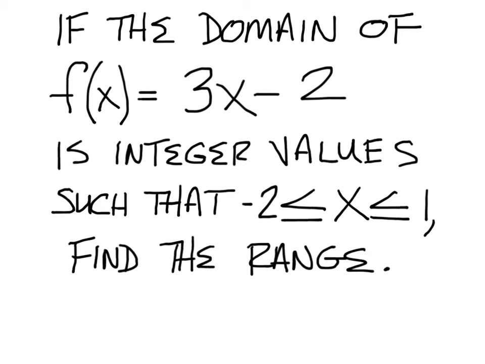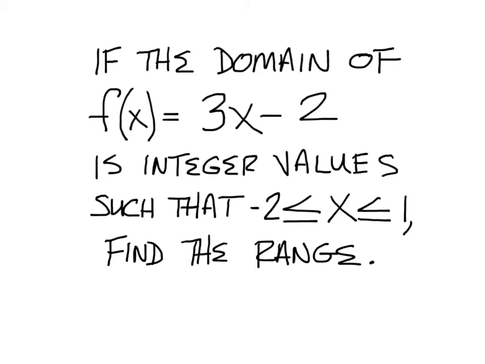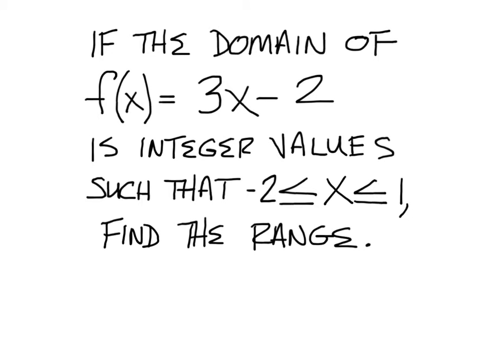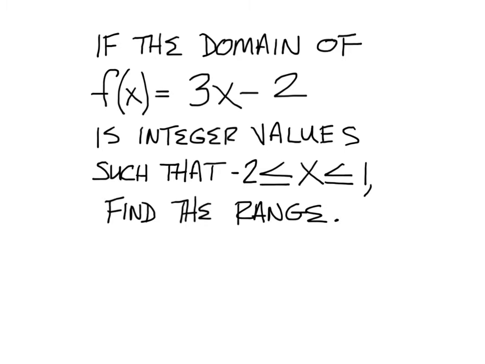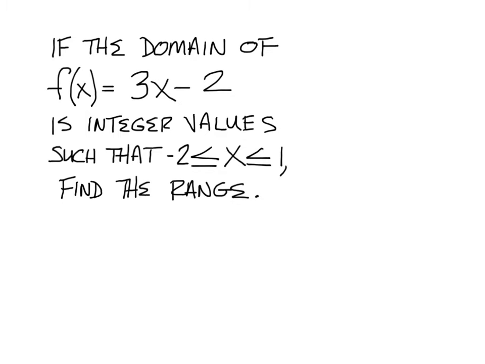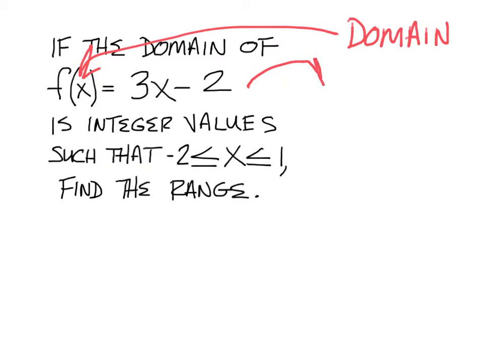This is the exact same type of problem as what we just did in the previous example. If the domain of f of x equals 3x minus 2 is integer value such that x is between -2 and 1, find the range. The values that you plug in to the function are called the domain. What you get out of the function is the range. Domain x, range y. So it's simply a different wording.